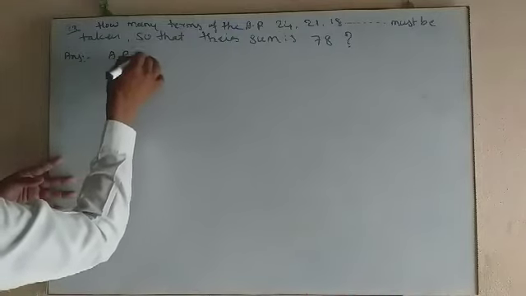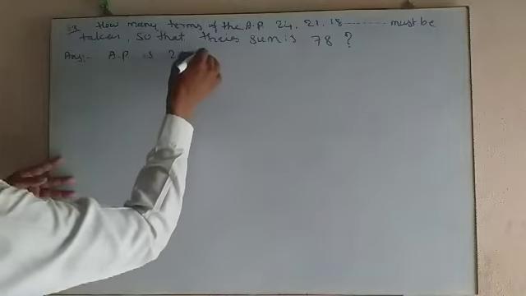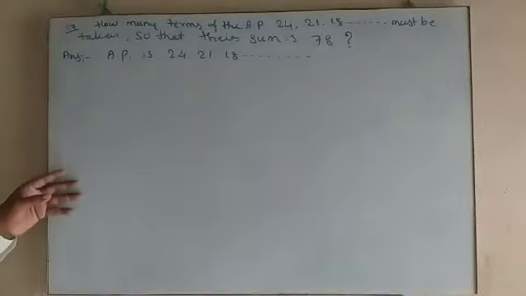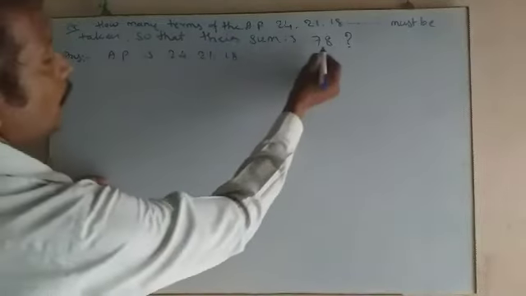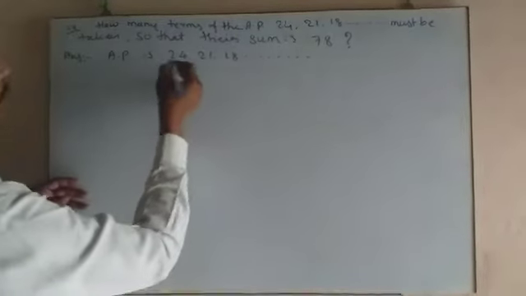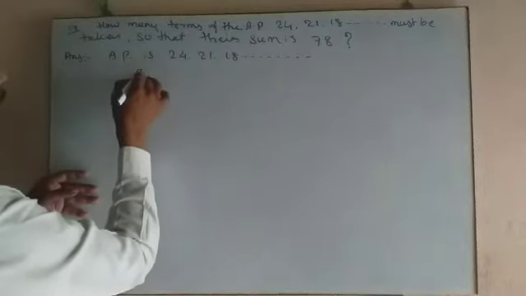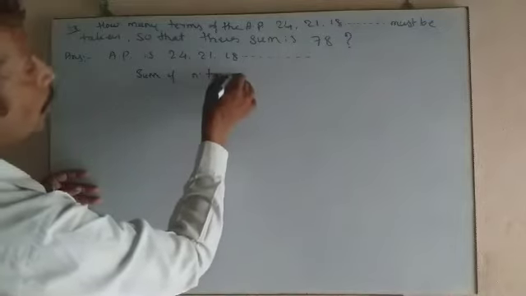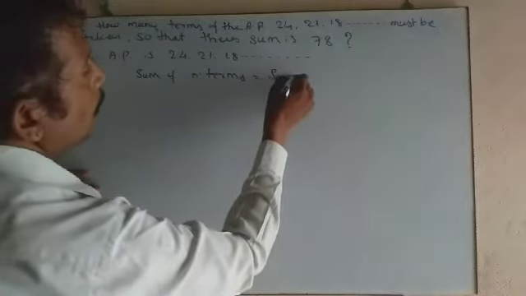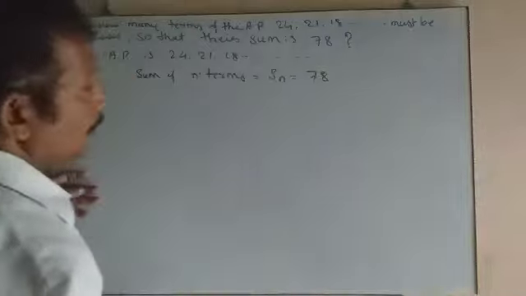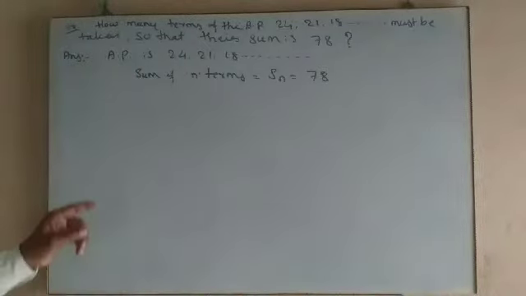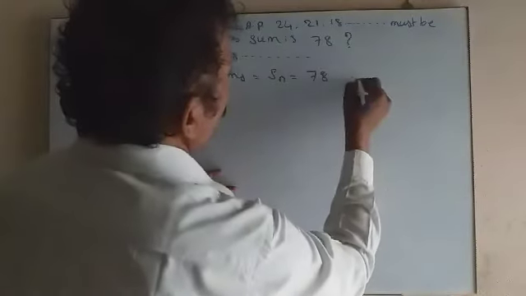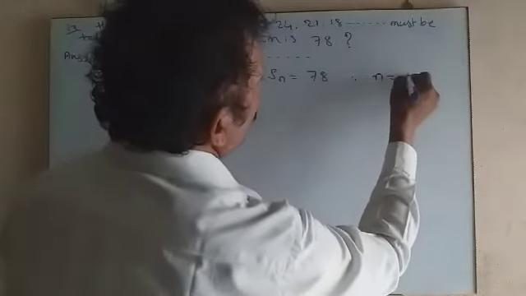The AP is 24, 21, 18, etc. Their sum is given, the sum of n terms, that is equal to Sn. Sn is given as 78. We need to find how many terms, therefore we need to find n is equal to question mark.